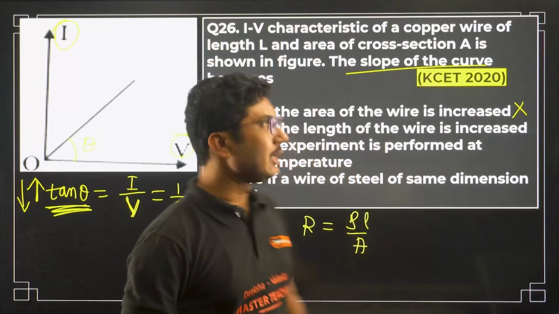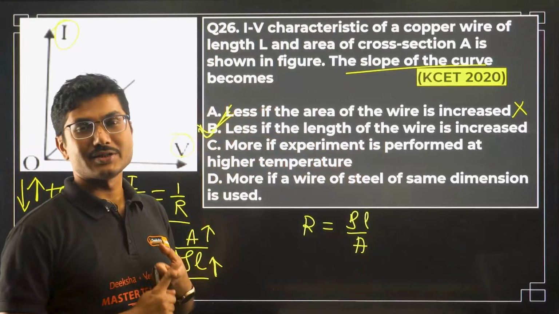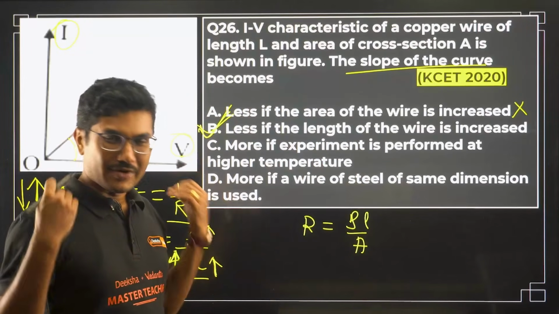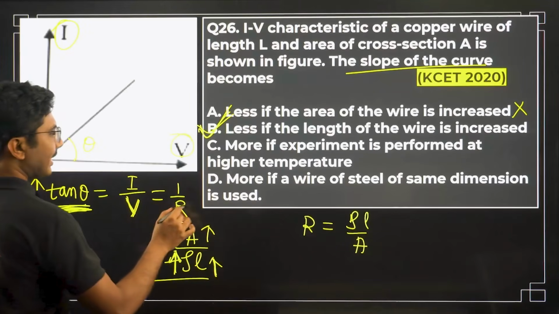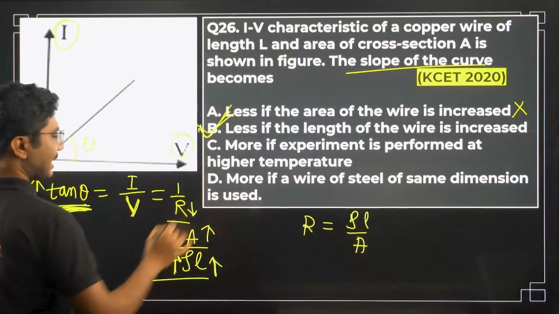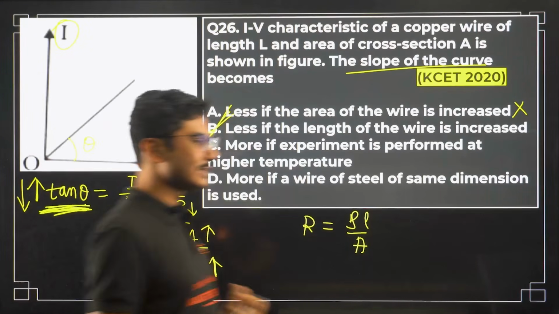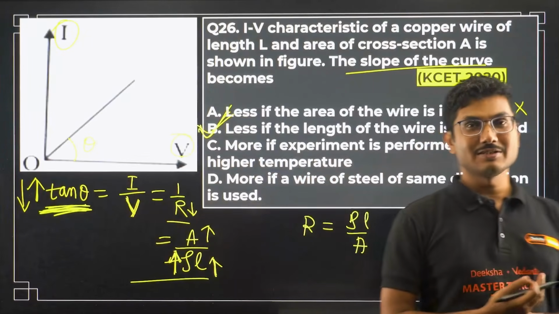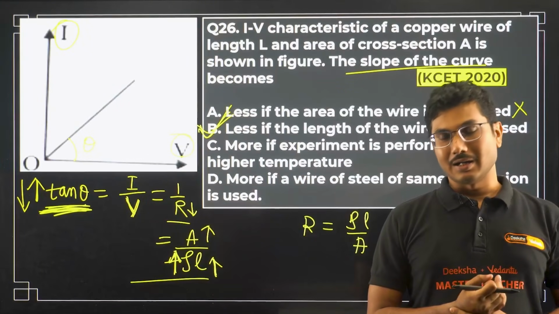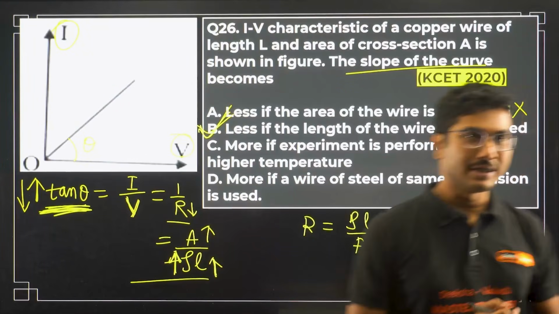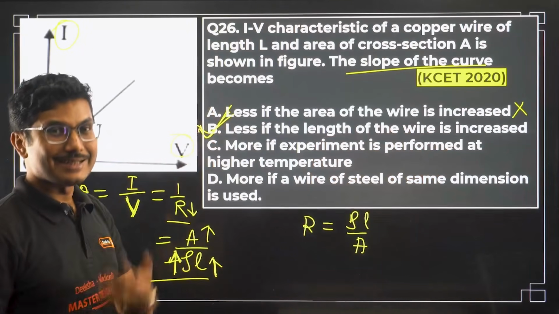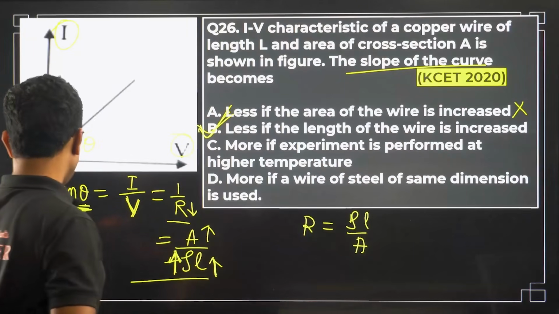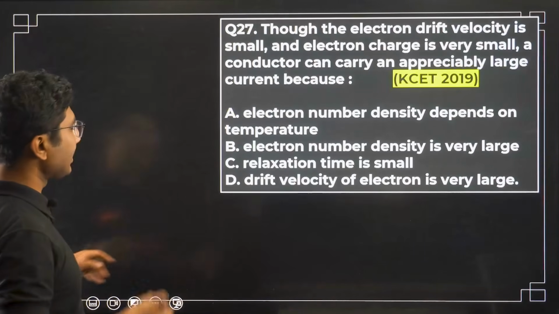The slope will only increase when the resistance decreases. That is the basic fundamental of this question. The slope will only increase if resistance decreases, and vice versa. That means an increase in resistance means slope decreasing, a decrease in resistance means slope increasing. So here if you increase the length, resistance increases, slope decreases. Okay, this is a language question, not a very theoretical question.